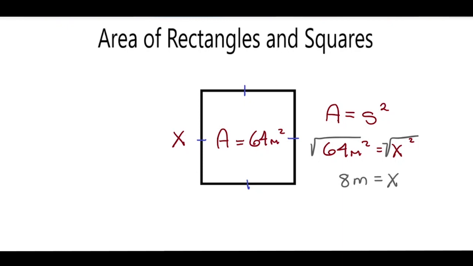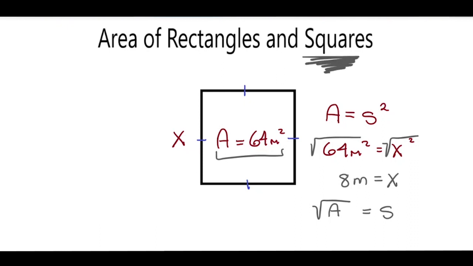So remember, if they give you a square and the area of that square, and you want to find the length of a side, just take the square root of the area. Remember, the square root of the area is equal to the length of a side when you're dealing with a square.